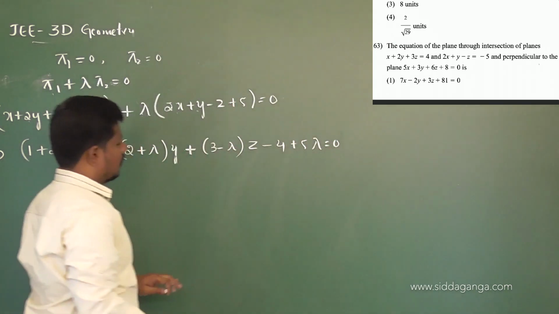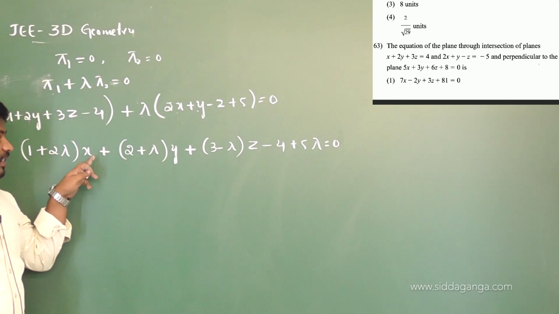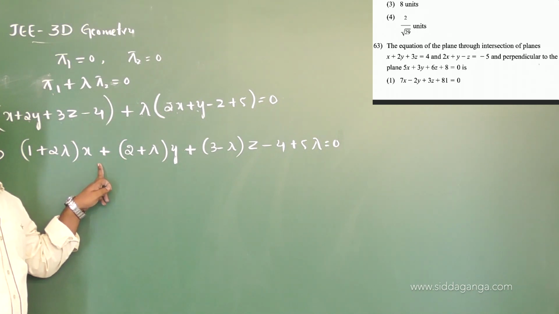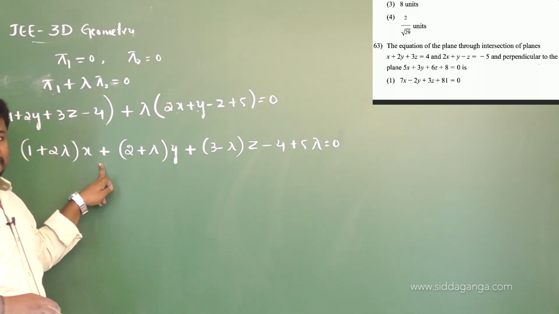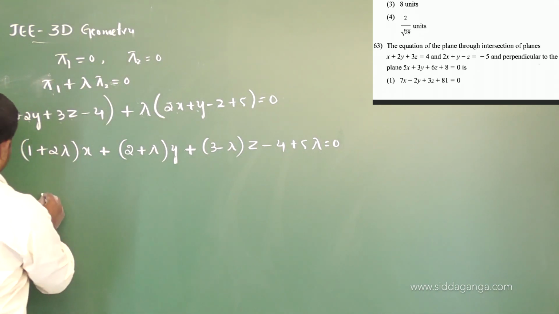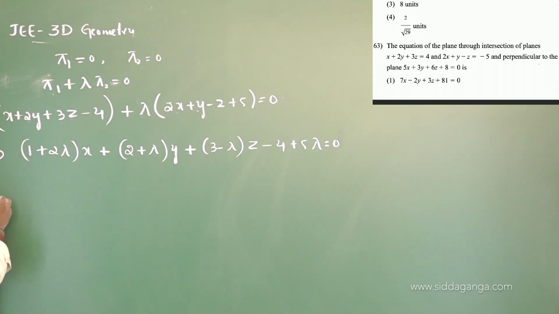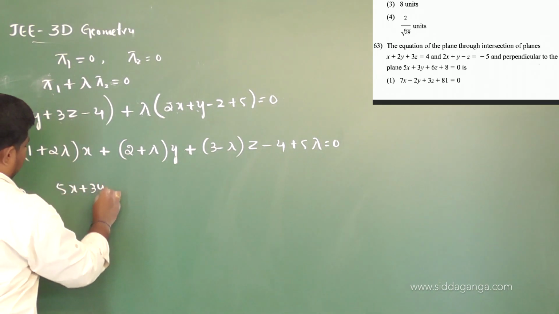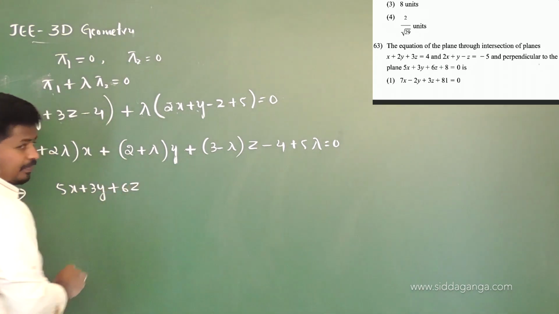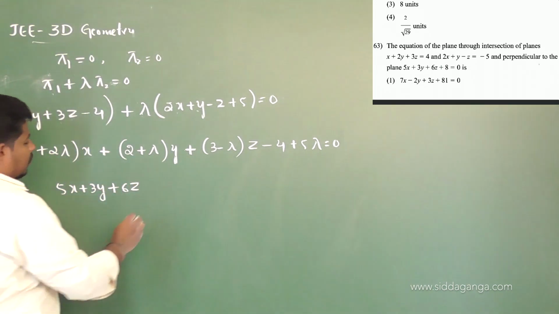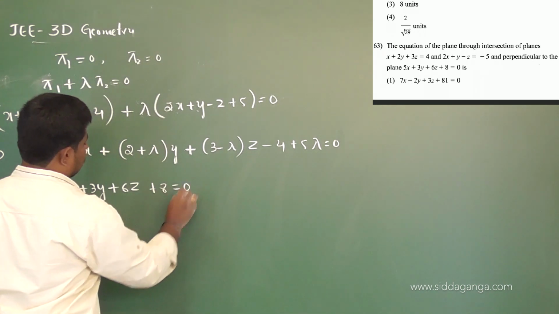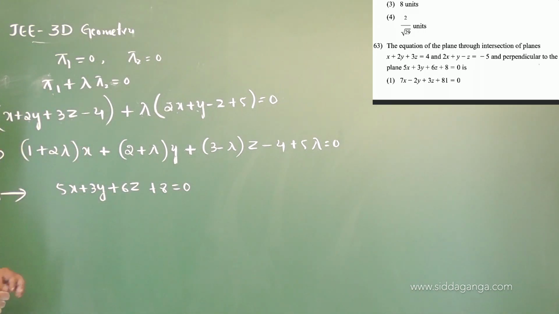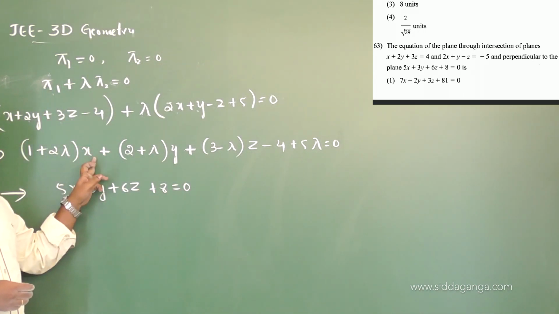This is the required plane, and this plane is perpendicular to the third plane. The third plane is given as 5x plus 3y plus 6z plus 8 equal to 0. Yes. Now these two are perpendicular. This is the required plane and this is the third plane.